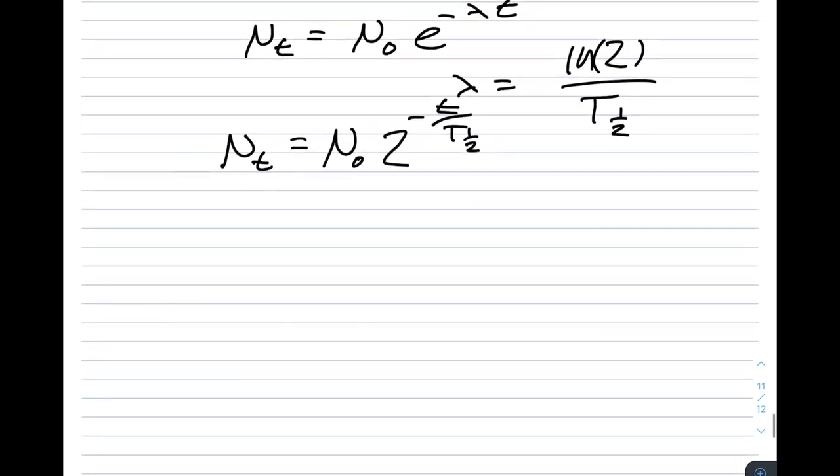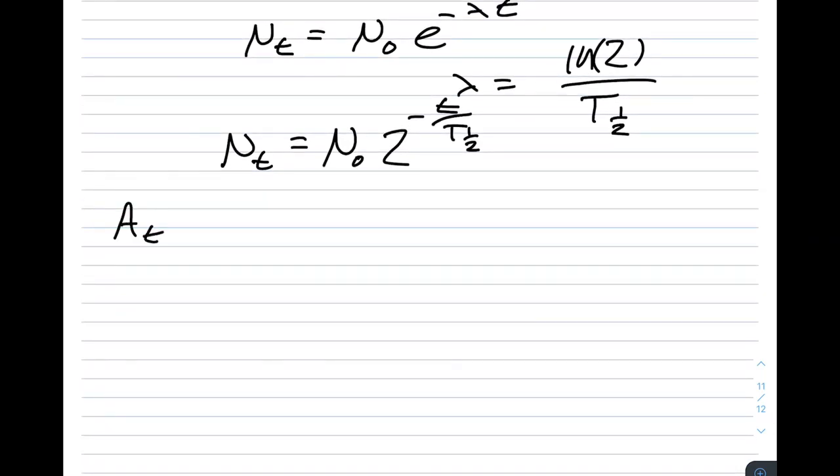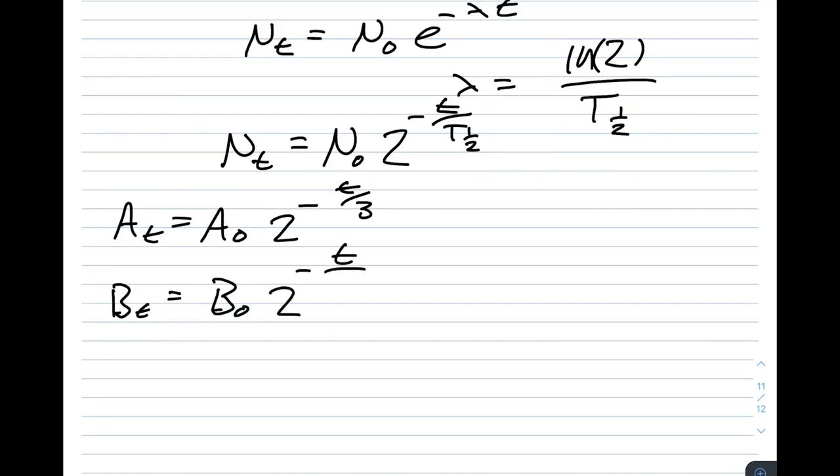So now we just write down these two expressions for A and B using their separate half-lives in days. Where A0 and B0 are the values they have at the start when t is 0. Now we want to find the time that B(t) over A(t) is equal to 2.